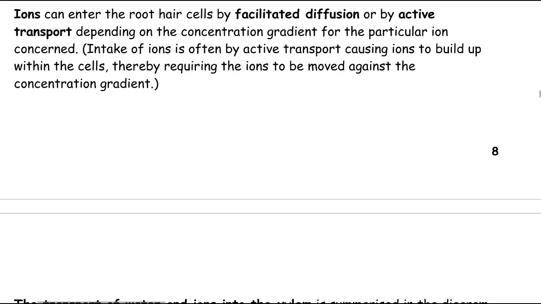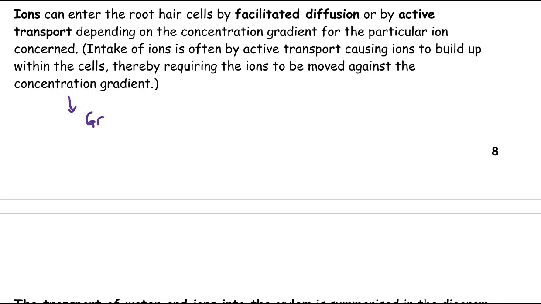Now, it's important to understand as well, though, we were talking mostly about water there with the apoplast and symplast pathways, but the ions then can enter the root hair cells by facilitated diffusion or by active transport, depending on the concentration gradient for the particular ion that we're talking about. Intake of ions is often by active transport, causing the ions to build up within the cells, thereby requiring the ions to be moved against the concentration gradient.